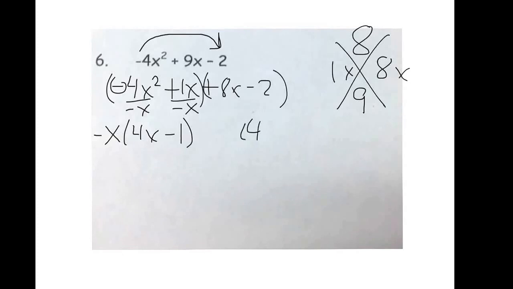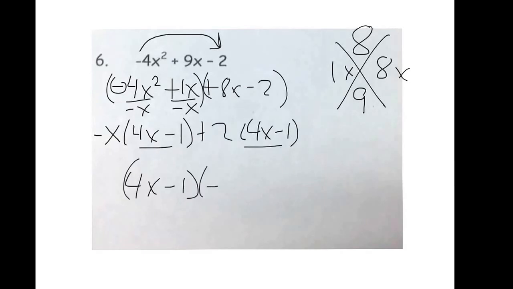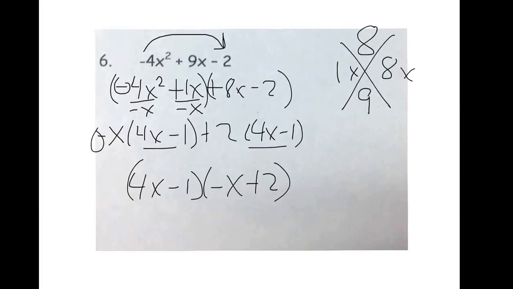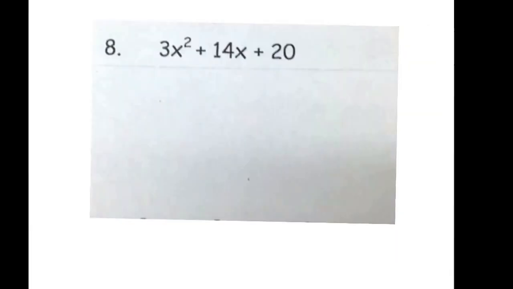So I know this is also going to be 4x minus 1. And the GCF of 8, 2 is 2. So 4x minus 1. And then negative x plus 2. And that one's kind of weird because we had that negative out in front. We didn't do anything like that in class today.